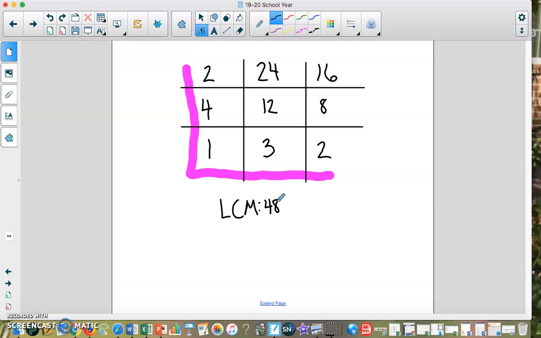I know listing is great, but this is very nice also when we get into tomorrow's lesson, which is greatest common factor. For those of you that want a little precursor lesson to tomorrow, here is your greatest common factor right here, which is highlighted, 2 times 4 times 1. So you factored out your greatest common factor between 24 and 16, and that would be 8.